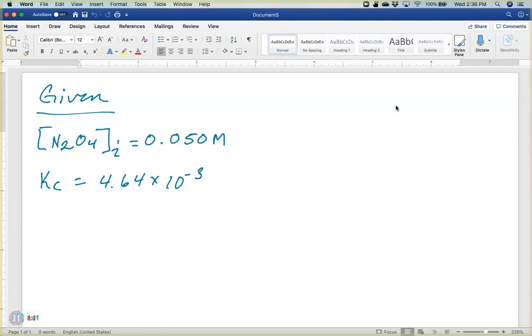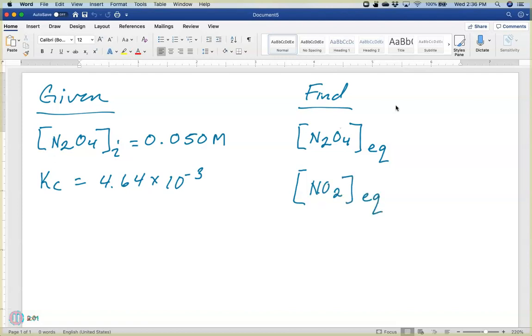It did give us a temperature, but I don't need to write that down. The only time I need to worry about temperature is if I was changing the temperature, and that becomes a lot more complicated. But I know my temperature is constant, so what am I being asked to find? Specifically, the equilibrium concentration of N2O4 as well as NO2, both at equilibrium. You've seen that I've made a distinction between my initial concentrations and my equilibrium concentrations. I was also given a balanced chemical reaction, so for the sake of space, I'm going to wipe this screen, and then start with the balanced chemical reaction at the top.